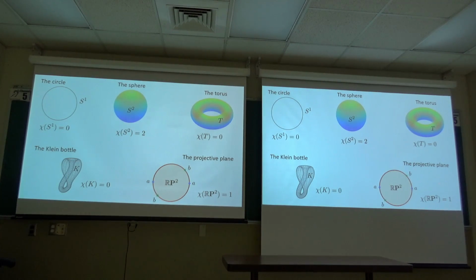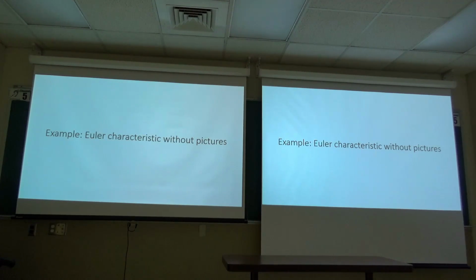Okay, so what have we done so far? I've told you what topology is compared to geometry. I've given you one example of a topological invariant, namely the Euler characteristic, and I've shown you how to compute it for simple spaces. Okay? What I'll do now is a computation without pictures. So what do I mean?